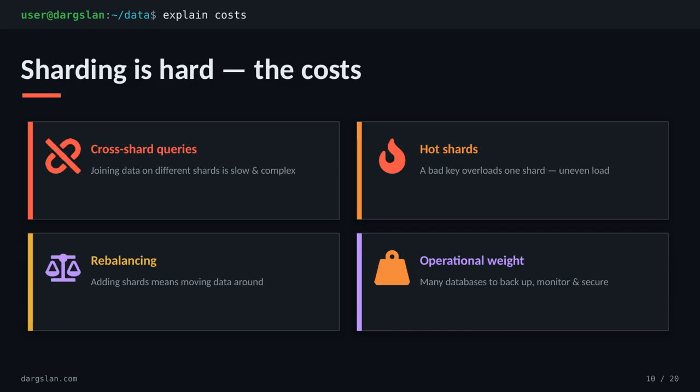But, and there's always a but, sharding comes with a real bill attached. The moment your query needs data from two shards, you're stuck stitching results together across the network, which is slow and fiddly. Pick a bad shard key and one poor machine gets hammered while the others nap. Adding capacity later means physically shuffling data between shards, and on top of all that, you're now babysitting many databases instead of one. Backups, monitoring, security multiplied.